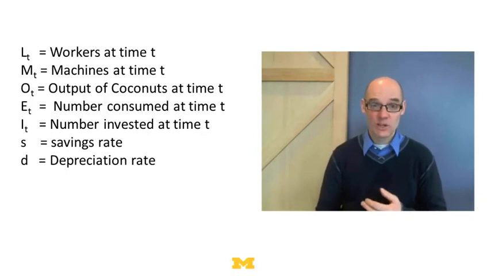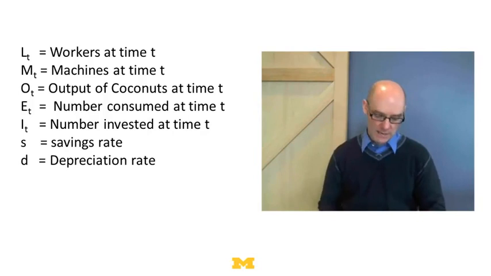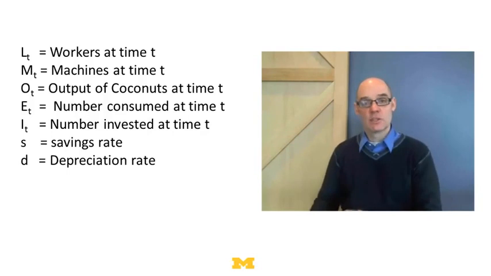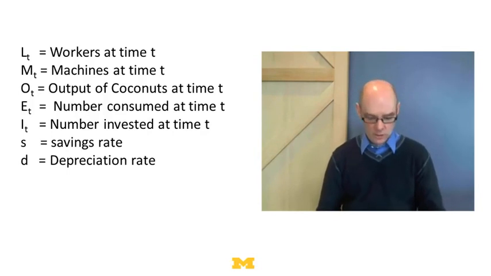So there's going to be workers at time t, so we're going to call those L of t, the laborers. Then there's going to be machines at time t. We'll call that M of t. And the reason you put those subscript t's down there is because over time they're going to change. There'll be workers at time 1, workers at time 2, machines at time 1, machines at time 2, and so on. The workers and machines are going to combine to form output, and we're going to call that O of t.